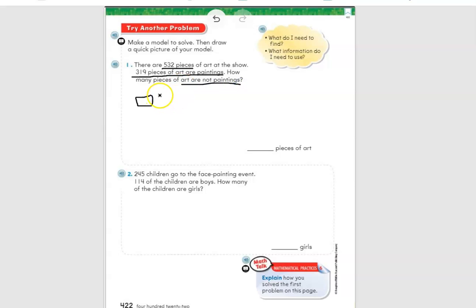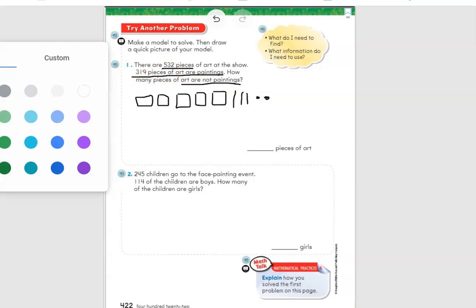So 100, 200, 300, 400, 500, 10, 20, 30, 31, 32. All right, what am I taking away? What am I subtracting? Let's change colors here. I'm going to subtract 319.